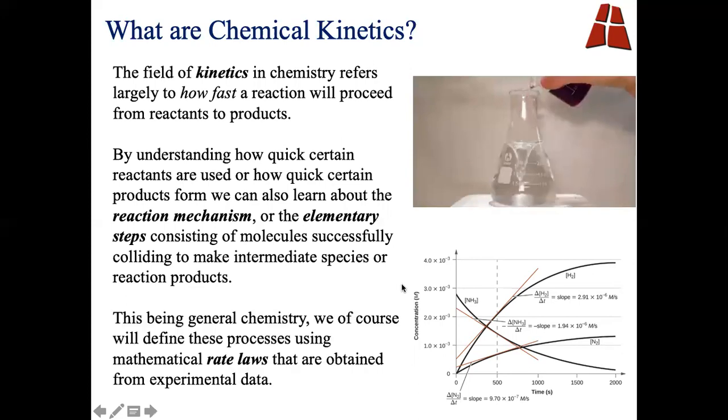Okay. And then, of course, this being general chemistry, we want to define these processes using mathematical terms. And so you get these things called rate laws that we'll talk a little bit about in class on Thursday. And we can obtain those from experimental data. Okay.